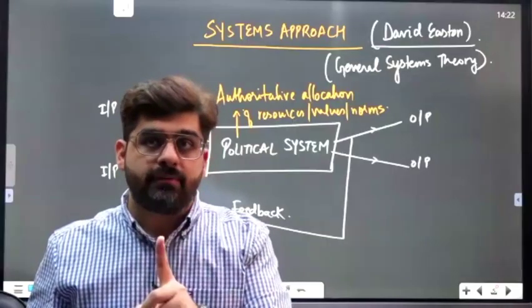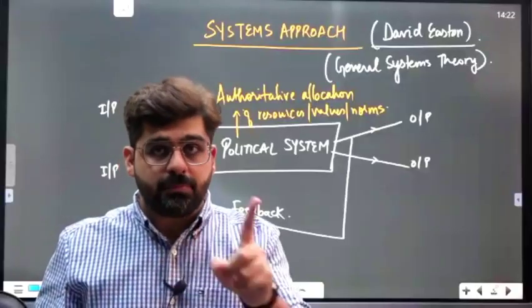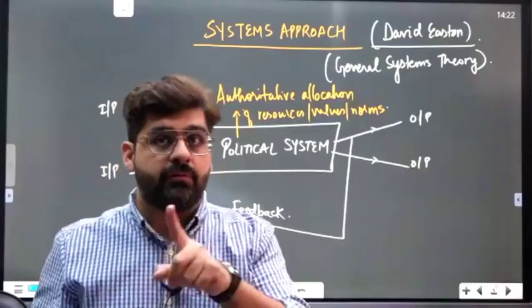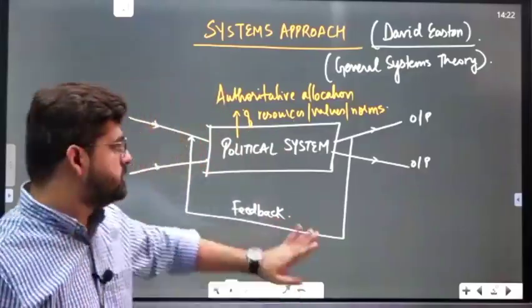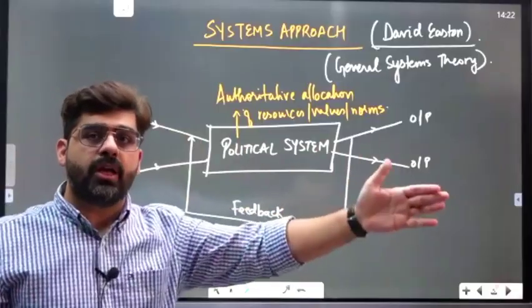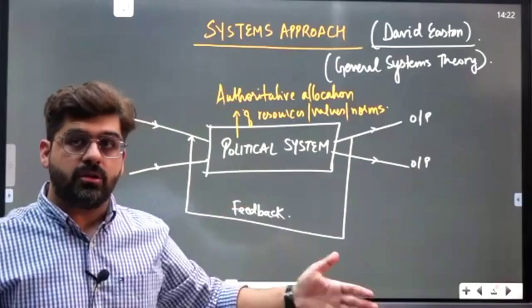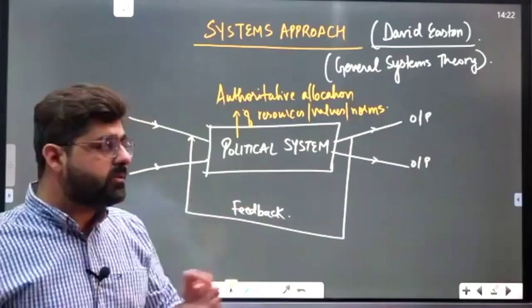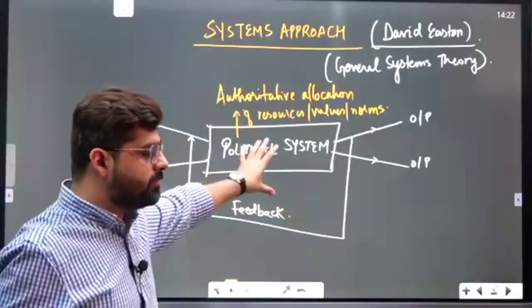That is the authoritative way in which you are being told what kind of speech, what kind of actions, what kind of values you can have and what kind of values you can't have. Who is telling? The political system. The political system of Saudi Arabia, UK, USA, India, Pakistan, Bangladesh, North Korea. Everybody is going to do this task of authoritative allocation. So this is my political system.